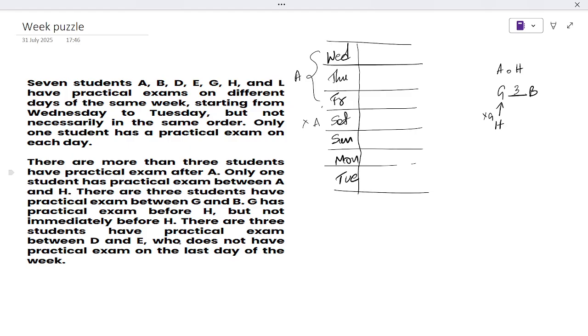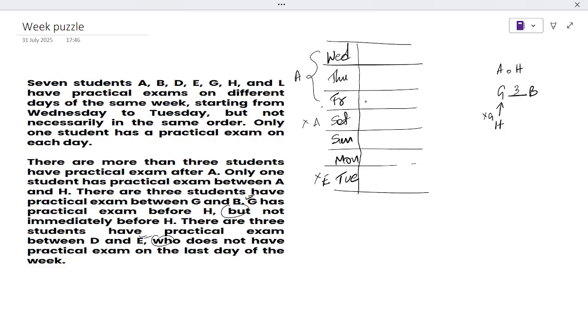There are 3 students who have a practical exam between D and E. Who does not have a practical exam on the last day? Here, "who" means we're talking about the second person, and "but" means we're talking about the first person, which is G. So E cannot be on Tuesday. We have to check whether the last day is Sunday or Tuesday. In this case, Tuesday can be the last day because the week starts from Wednesday. Great, so that's the information given.